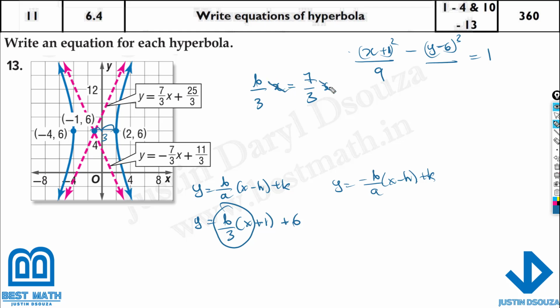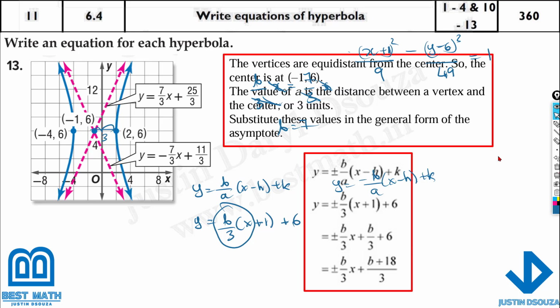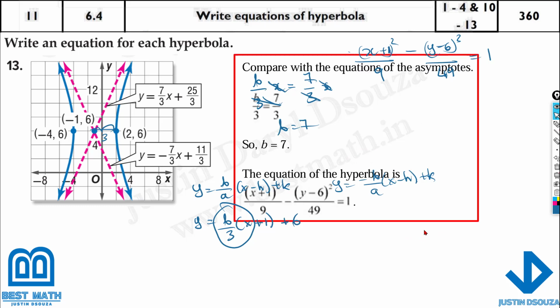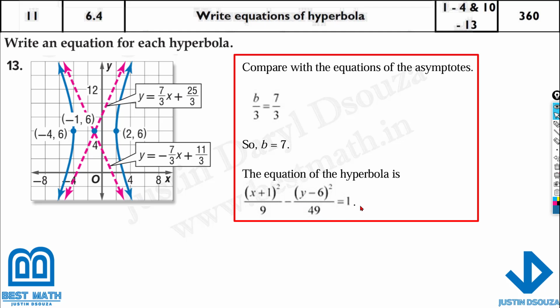So this is the thing here, b cancels 3 and 3. So b equals 7. That means here it will be 49. That should be the final answer. So here we have 49 because b is equal to 7, which we got. It's x plus 1 the whole squared by 9 minus y minus 6 the whole squared by 49 equals 1. That's how we solve it.